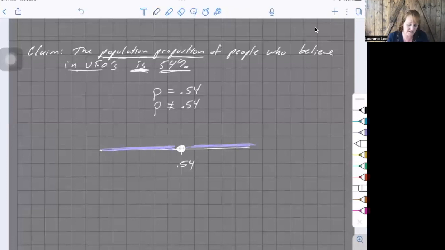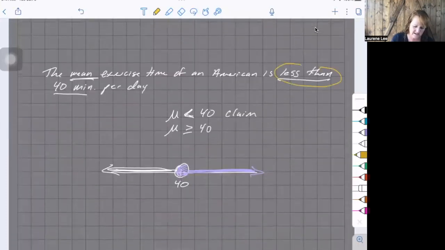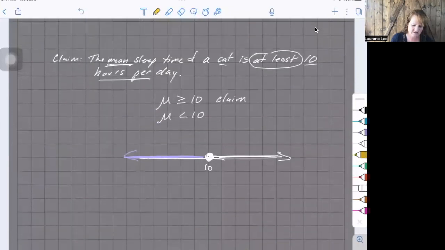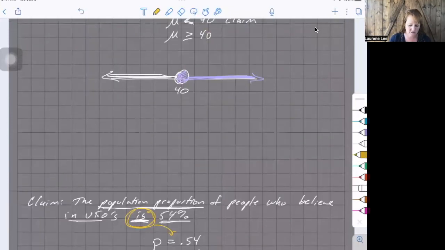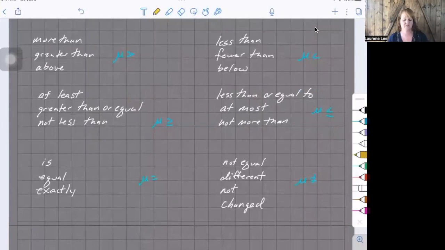Okay, now you're going to be practicing writing some of these claims and their complements. One of the things that's hard for people usually with this is translating these words into the mathematical symbols. So this whole less than into that, and the at least into that. So I've made a chart of typical words that show up and the symbols that go with them. If you want to take a screenshot of this, or if you want to pause and write them down, that's fine too.